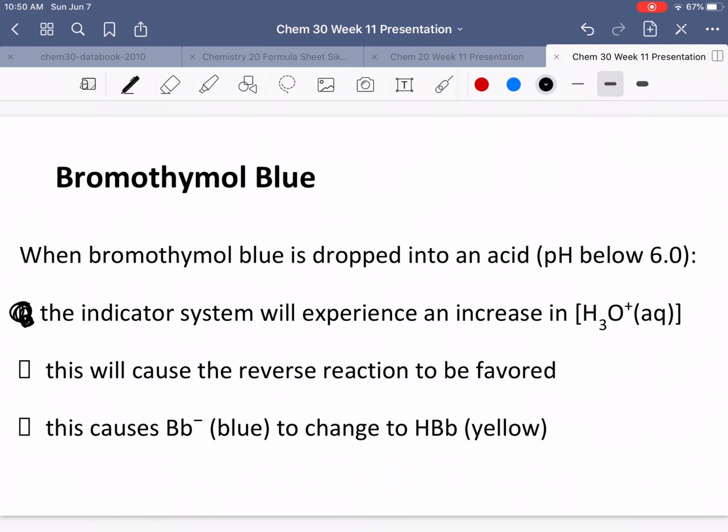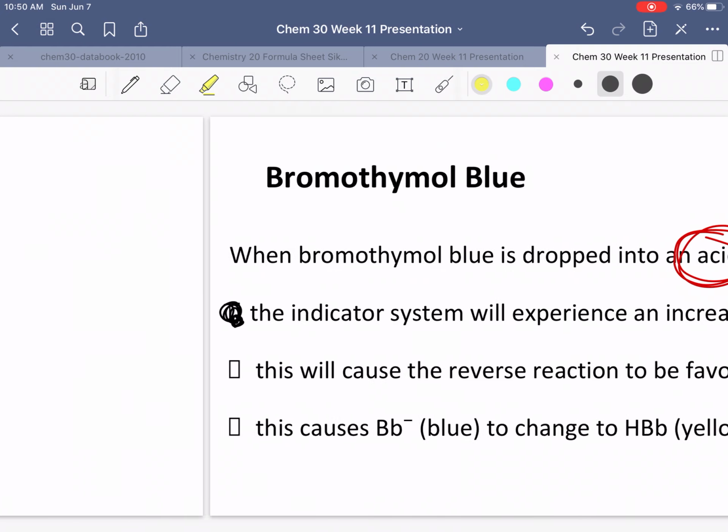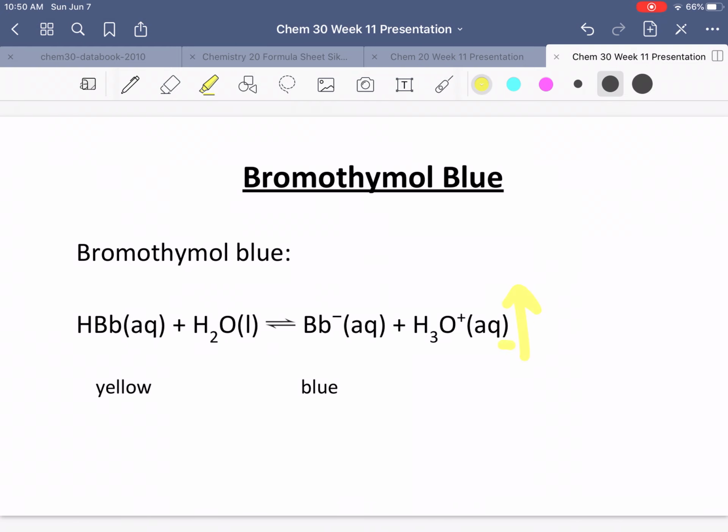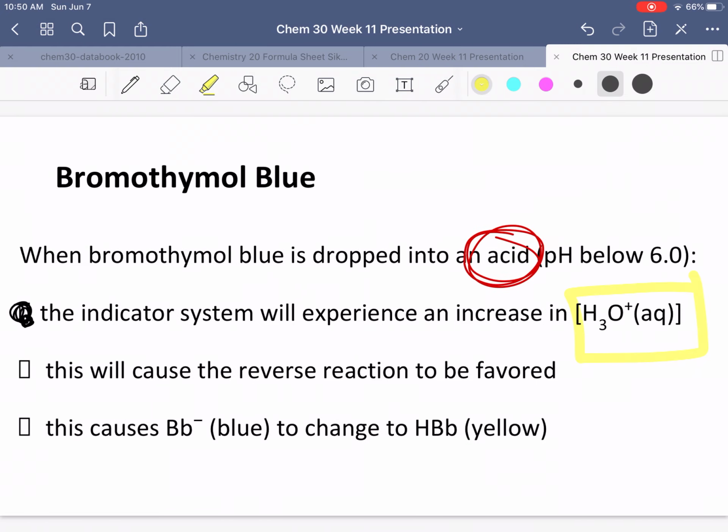Okay, so what will the indicator system do, the bromothymol blue indicator system, when we put it into an acid? Now, this one specifically I'm mentioning, we're going to do a pH below 6, right? So not a super weak acid at like 6.5. That's practically neutral. So if I drop it into an acid, it is going to naturally experience an increase in hydronium, right? So in other words, hydronium concentration is going to go up. Fine. What will this cause to happen?